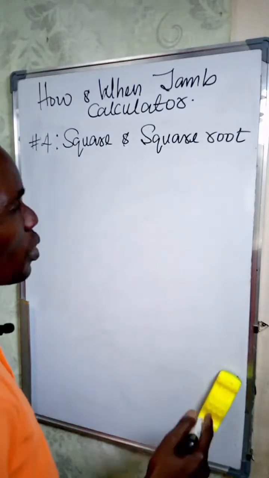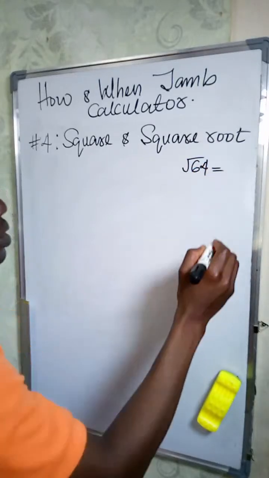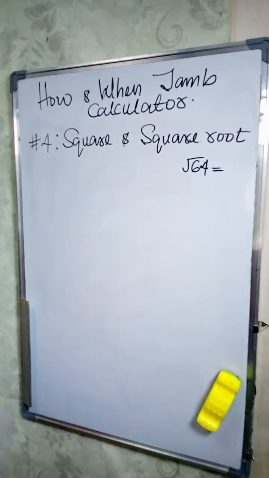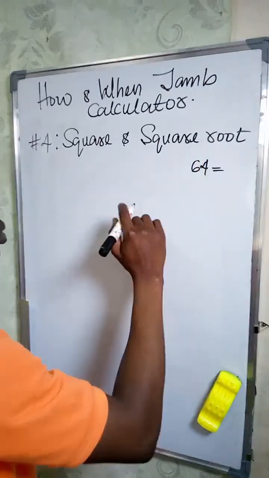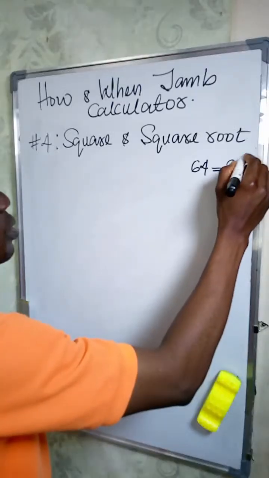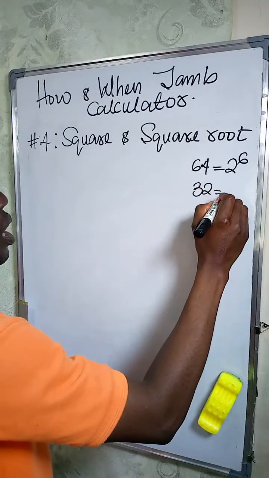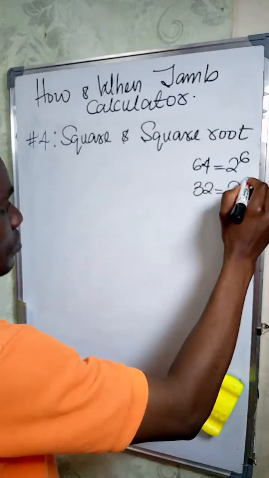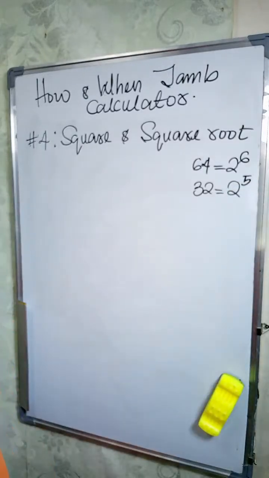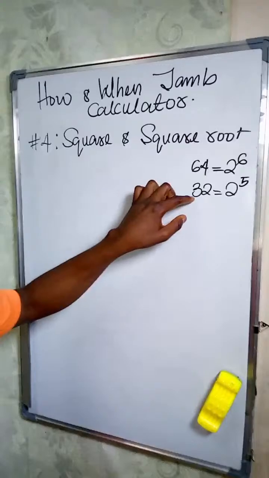Wetin I mean by perfect square root na when you get square root of 64. Remember say square root of 64 na 8. Sorry, make I no talk square root first, make I talk square. E go give you when you get 2 to the power of 6, that is 64. 32, if you wan put am to the power of 2, na 2 to the power of 5. So make you know all these ones, e dey important. This one na 2 to the power of 5, na 32.